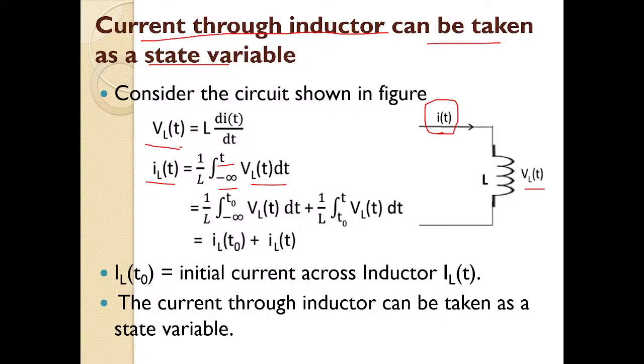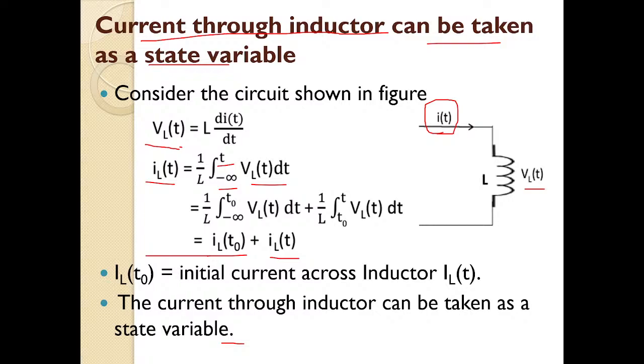We want to consider even the initial conditions. That's why. So now you can separate the initial condition, meaning for t less than or equal to t naught, and you can separate for t greater than or equal to t naught. If you separate those two voltages during those two conditions, then IL of t is equal to 1 by L integral from minus infinity to t naught of VL of t dt plus 1 by L integral from t naught to t of VL of t dt. So this is our current IL of t naught, that is the initial current, and IL of t.